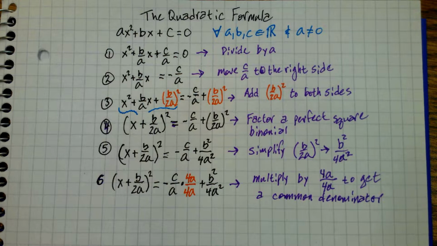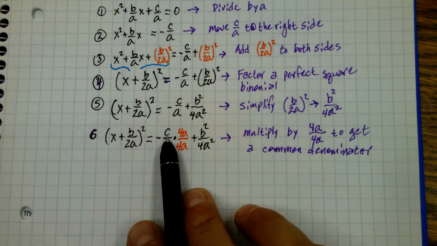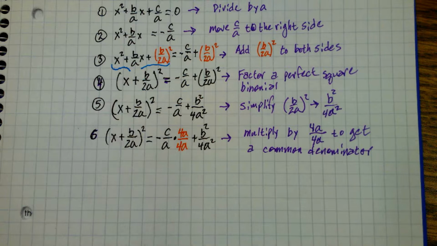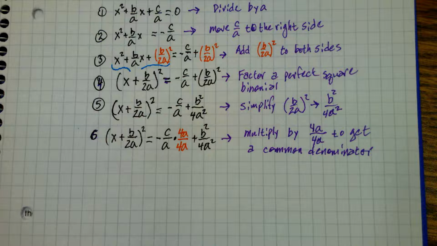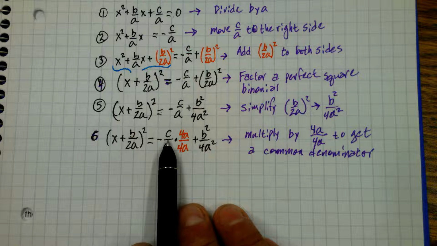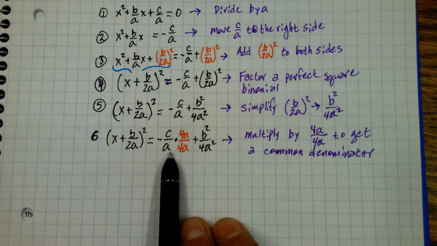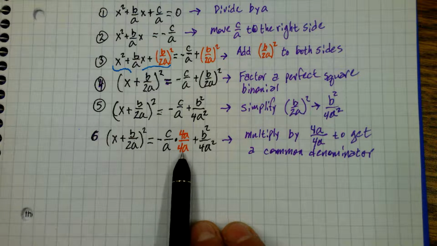Okay. So let's multiply the numerator and denominator and see what we get. So if we multiply c by 4a, what do we get there? 4ac. And then in the bottom, what's our denominator going to be? 4a squared. Yes.